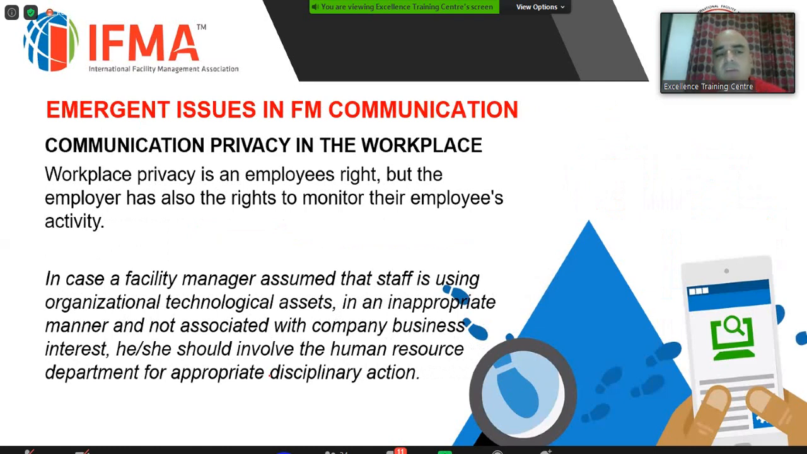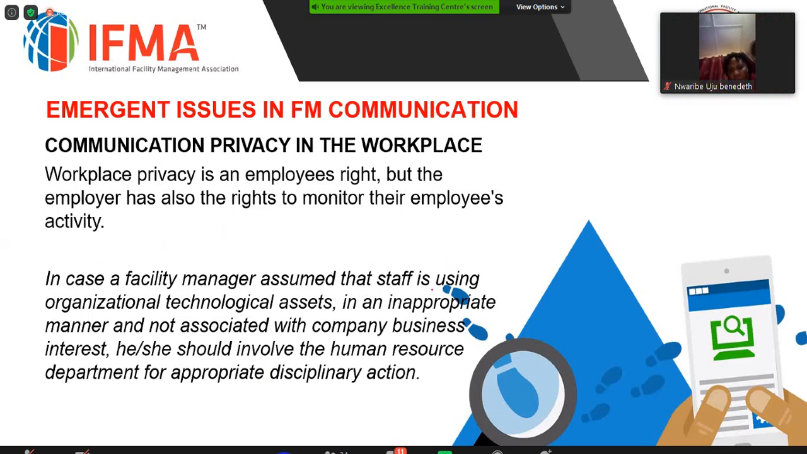Communication privacy. Workplace privacy is an employee's right. But the employer also has the right to monitor their employees' activities. So when you're talking about a work context, you have the right to your own privacy in your communication. But again, whatever you do, you might be liable for. You have to be careful about that.